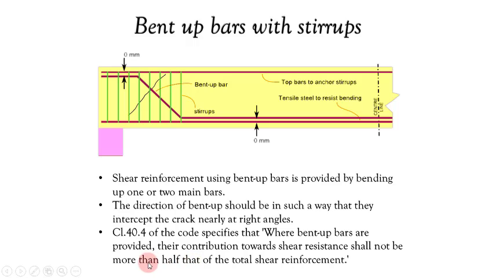For example, if a factored shear force of 50 kN has to be resisted at a section, all the bent-up bars at the section together should provide a resistance of 25 kN only. If the bent-up bars given are capable of giving a resistance greater than 25 kN, the stirrups provided at the section should also be capable of giving resistance equal to or greater than 25 kN.